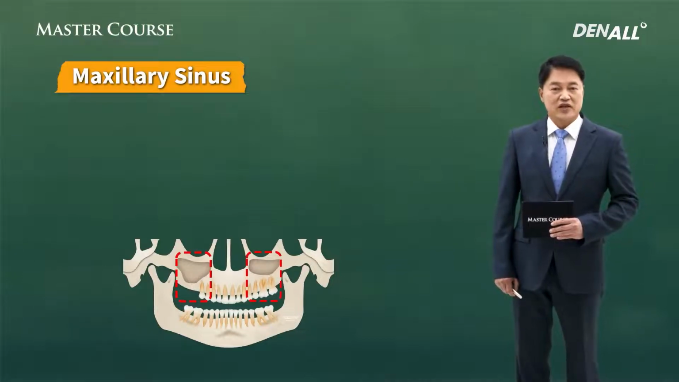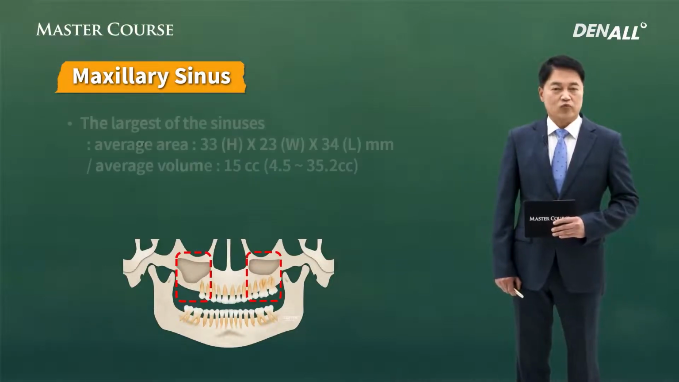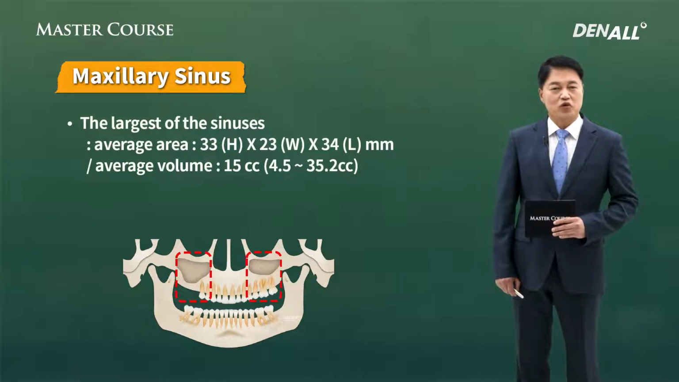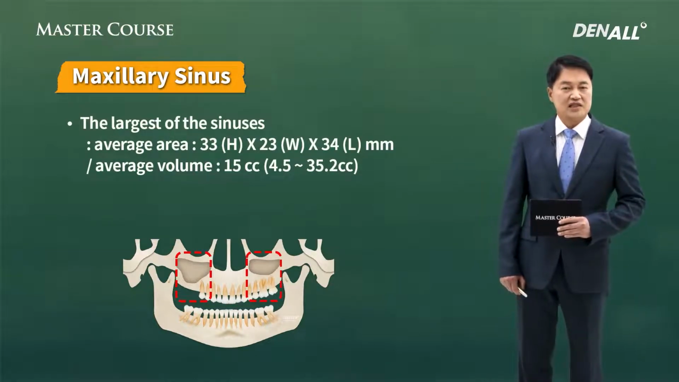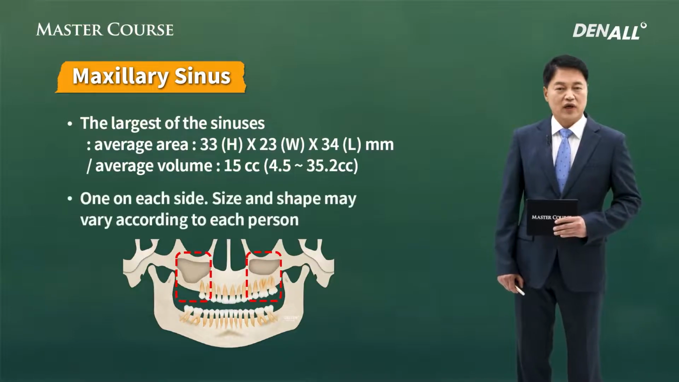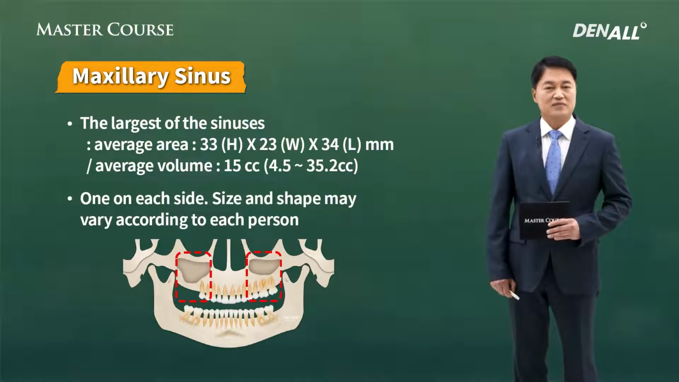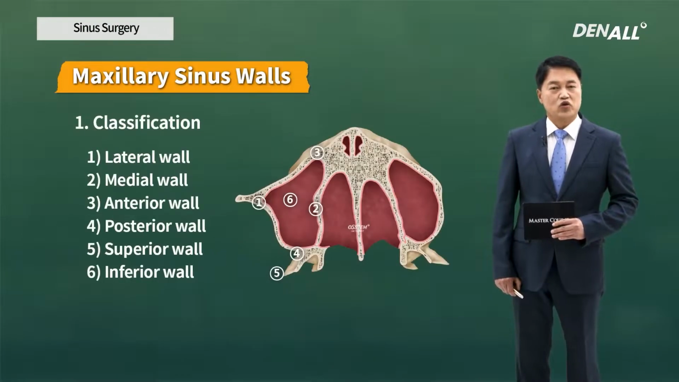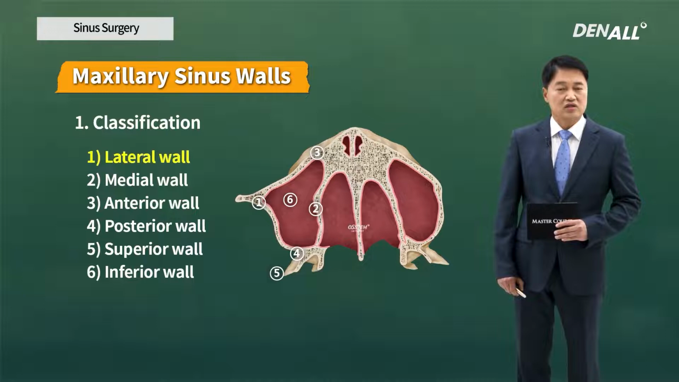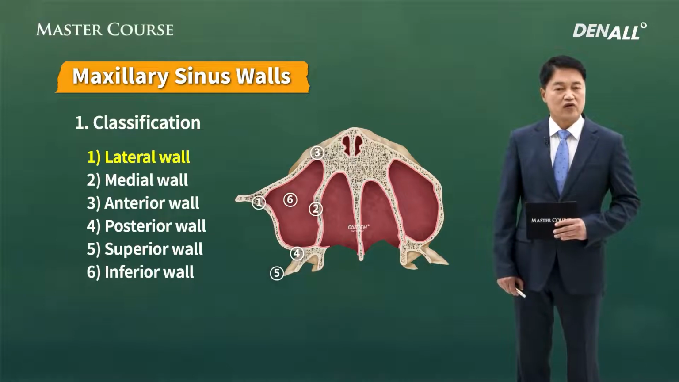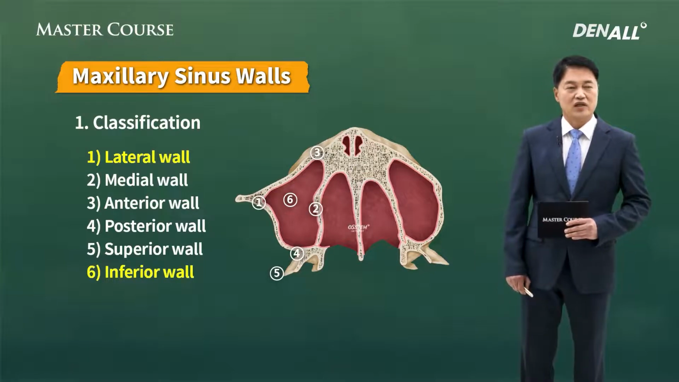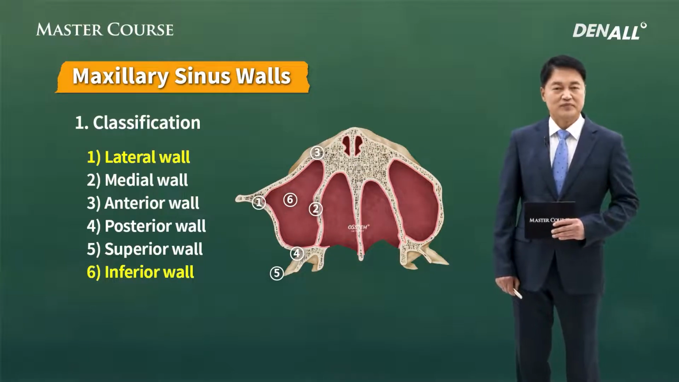The maxillary sinus shape. It is the biggest of the sinus and the average volume is 15 cc. It exists on left and right, and size and shape may vary depending on individual. Let's look at the maxillary sinus wall. The most important wall is the lateral wall. When you do lateral approach, it's very important, and inferior wall, which is utilized when we do socket lift.